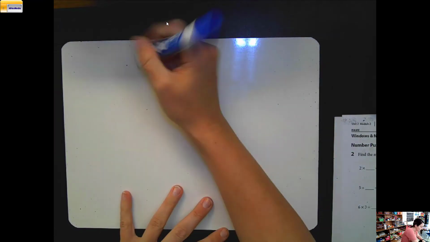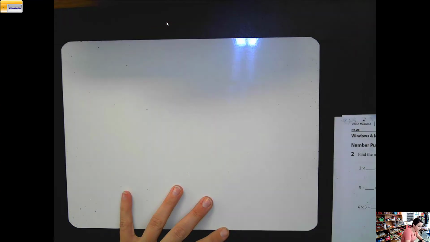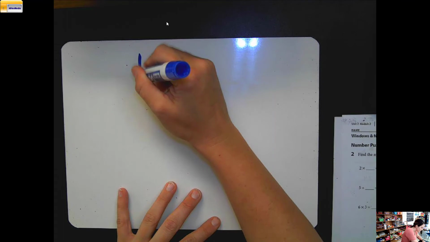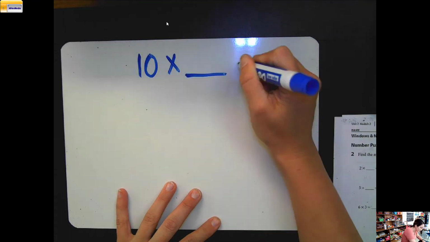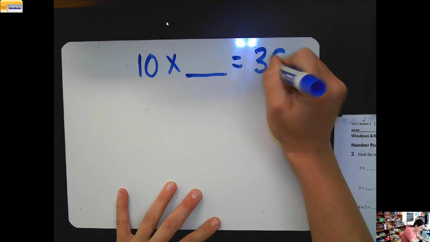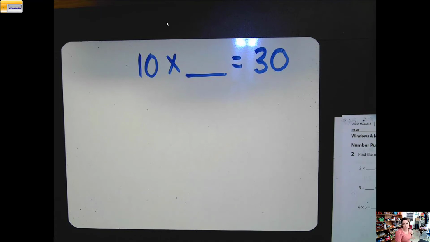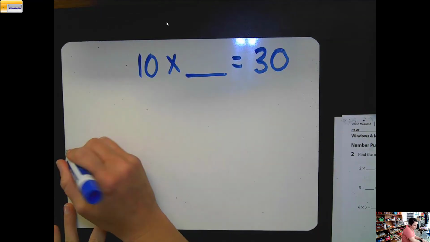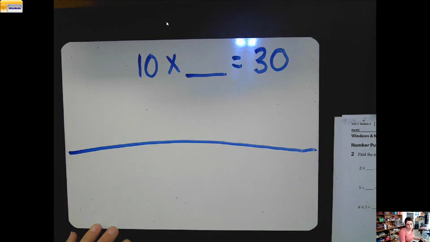I'm going to do 10 times what equals 30. So what's the first thing I'm going to do? Draw a number line. You can do this with me if you want.